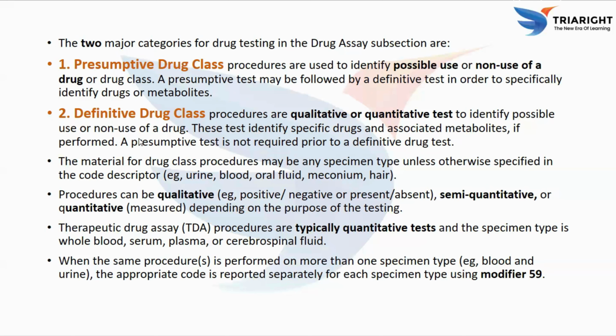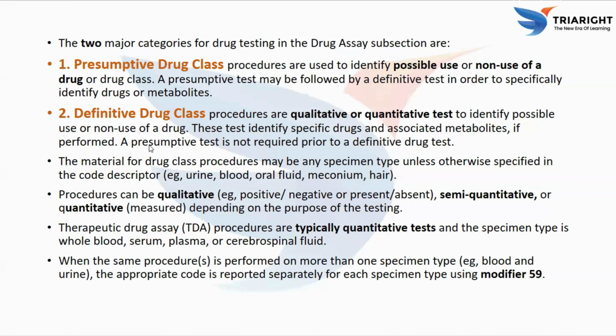So coming to definitive drug class testing, what does it do? It confirms the specific drugs and metabolites. So this is used when exact identification is required. This can be qualitative or quantitative. It identifies the specific substances. This is more precise and more expensive. And it is used for legal cases, pain management compliance, and confirming positive screens. So what are the common methods used in definitive drug class testing? Gas chromatography and mass spectrometry.